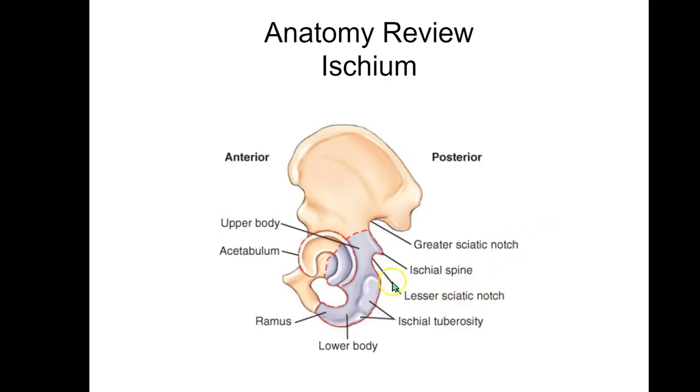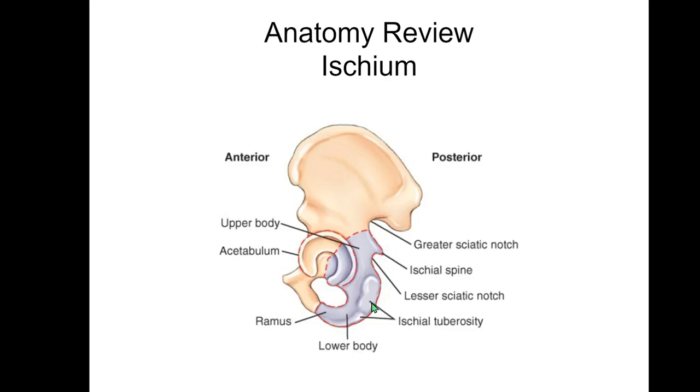This tuberosity is what you feel when you sit on your butt. So think about if someone says, you have a bony butt, that is because they're feeling your ischial tuberosity. Okay, presuming you were sitting on their lap. That's kind of a weird analogy, but in any case, the ischial tuberosity is what we sit on when we're sitting.